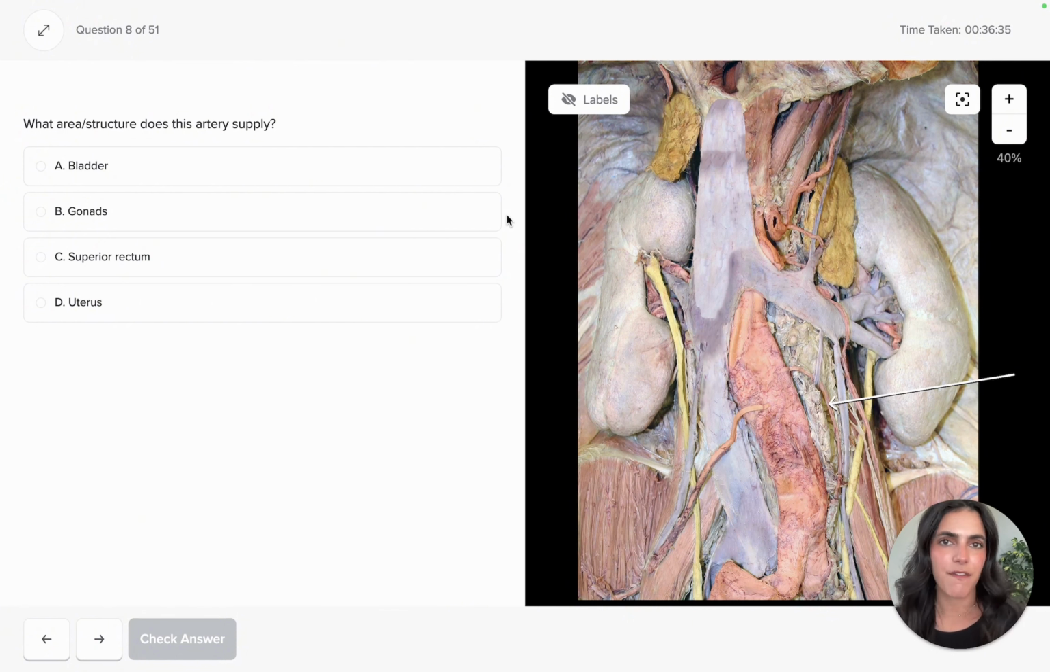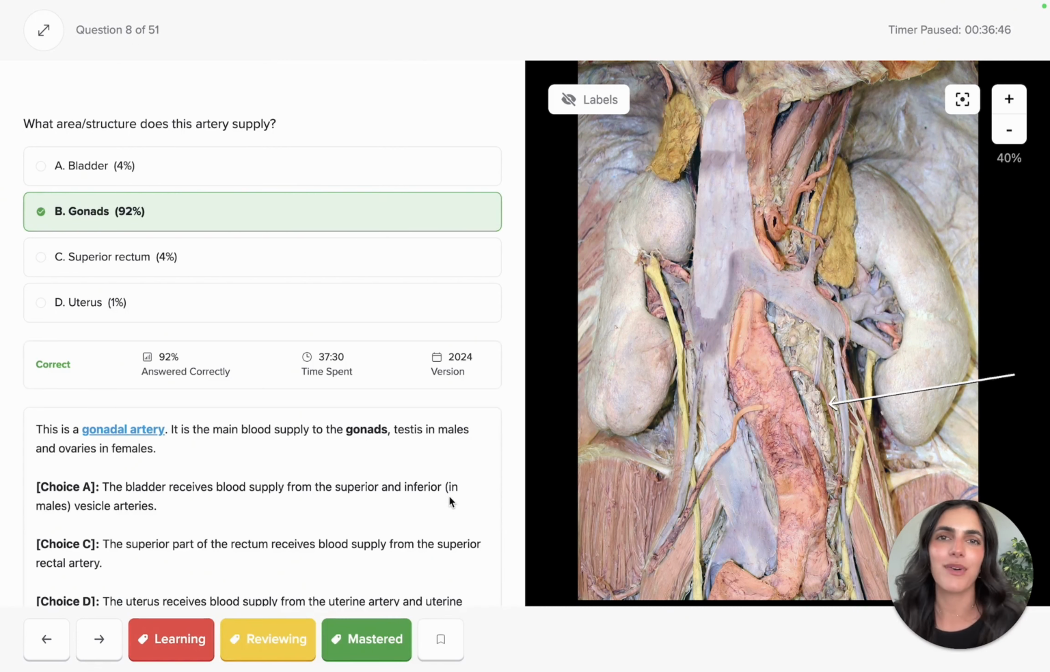So that being said, if the vessel that is tagged is going to be the gonadal artery, so the ovarian or the testicular artery, this artery will go ahead and supply the gonads. Let's go ahead and double check our answer, and the gonads are a correct answer.